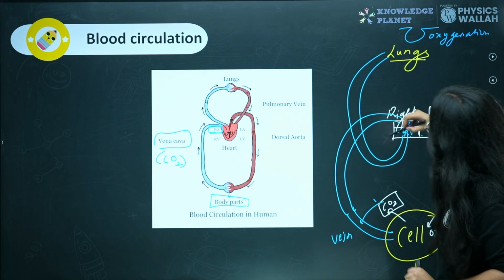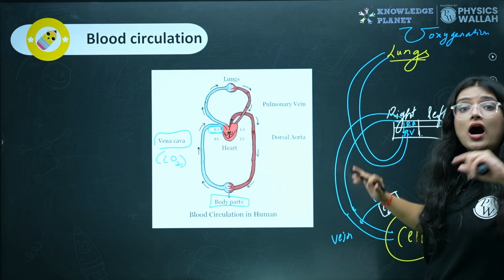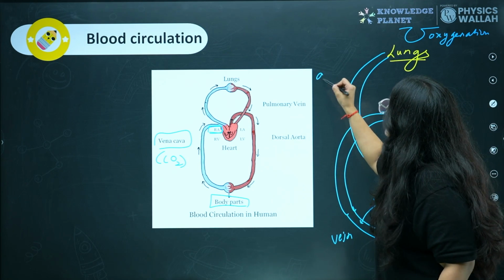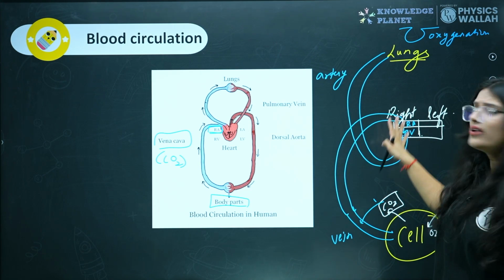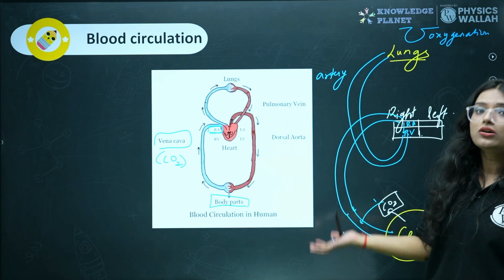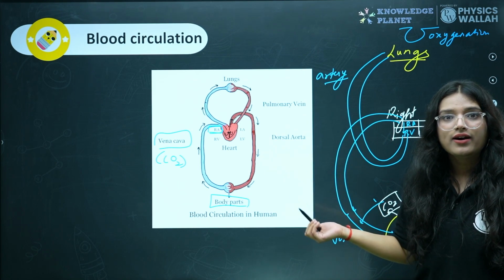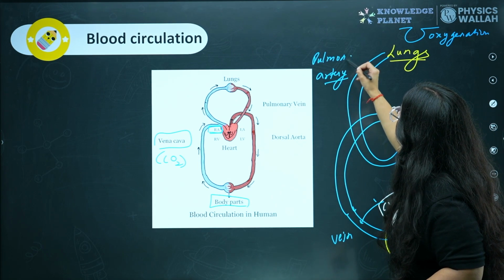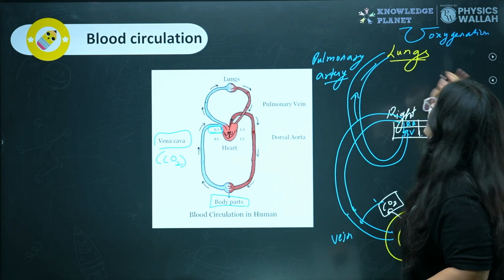Alright, so here you can say that this blood vessel takes the blood away from the heart. Away from the heart, that means it's an artery. But what kind of blood was there on the right side? It was deoxygenated. So, this artery is carrying deoxygenated blood. That means it is our pulmonary artery. Now, this deoxygenated blood has reached the lungs.